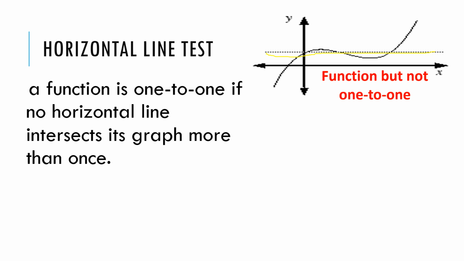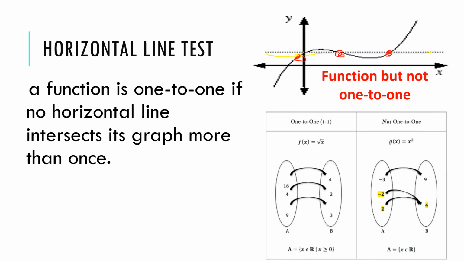So, as you can see, sa aking horizontal line, 3 times siya, hindi klaro. So, ito I will use red. Okay, yan. 1, 2, and then 3. 3 times siya intersect sa graph. So, that means this is a function by vertical line test, but this is not a one-to-one function by the horizontal line test. Okay, so ano ba yung one-to-one?